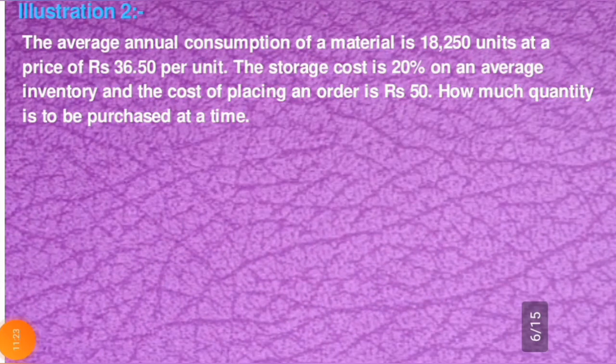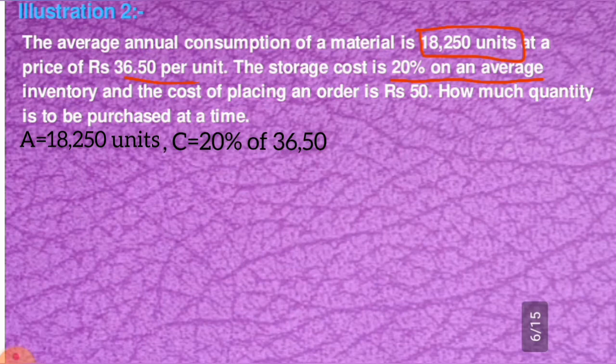So let's see the next question. The average annual consumption of a material is 18,250 units. What is this? This is A, that is annual demand. At a price of rupees 36.50 per unit, this is our purchase cost. The storage cost is 20% on average inventory. Carrying cost is 20% of 36.50 per unit, right? So from here we can find carrying cost. And the cost of placing an order is rupees 50. Here is our ordering cost.